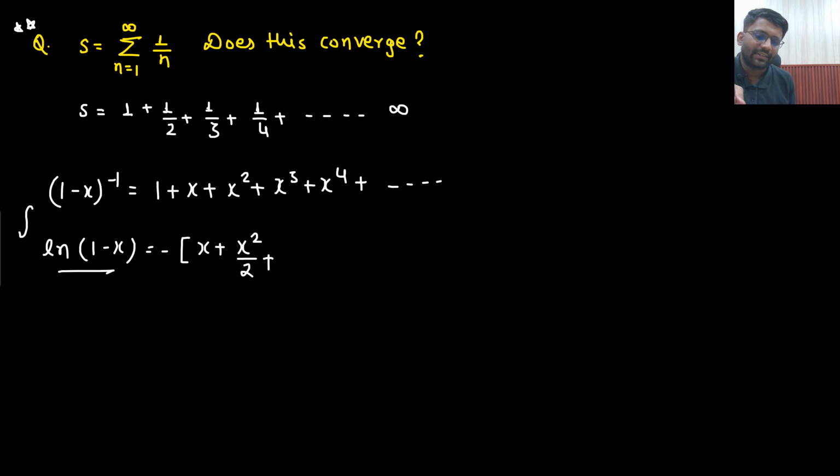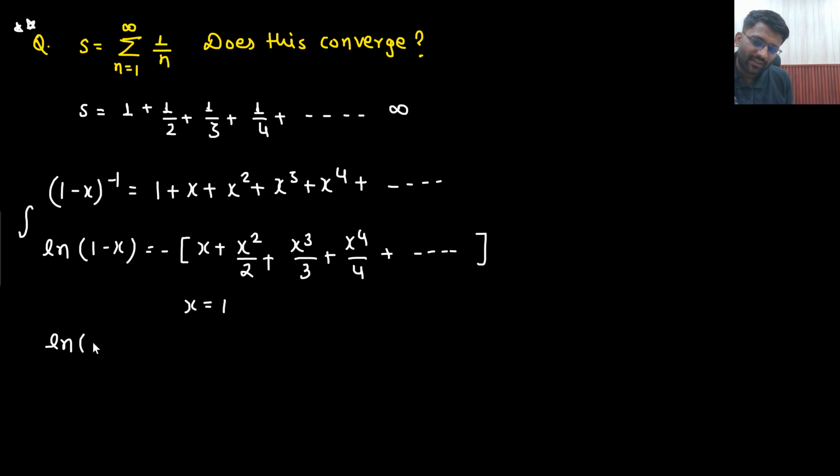So ln(1 minus x). The minus sign has gone here. Integration of 1 will be x. Integration of this will be x square by 2, x cube by 3, x to the power 4 by 4, and so on. Now in place of x you put 1. What you are getting? ln(1 minus 1) would be equal to minus 1 plus 1 by 2 plus 1 by 3 plus 1 by 4 and so on.